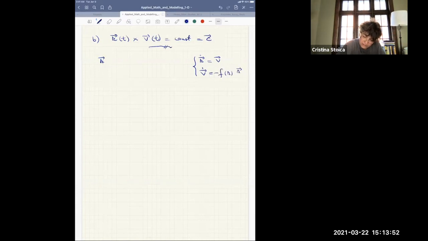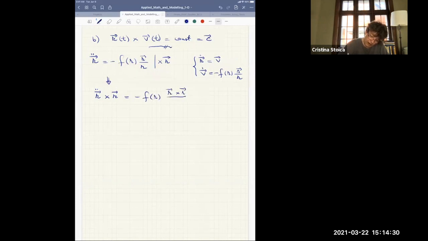So here is that system. I'll need this equation, so I'm going back to the equation as it was written initially. And here is where the beauty starts working. So what I will do is cross product both sides by r. When I'm doing this, we get on the left r double dot cross r equals minus f of r, r cross r over r. But I remember that r cross r is always 0, right?